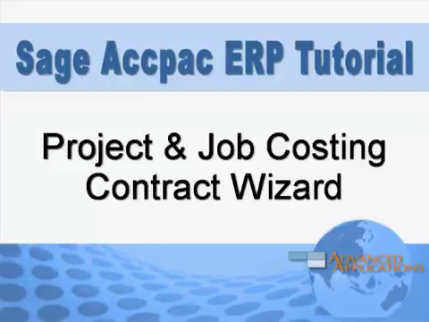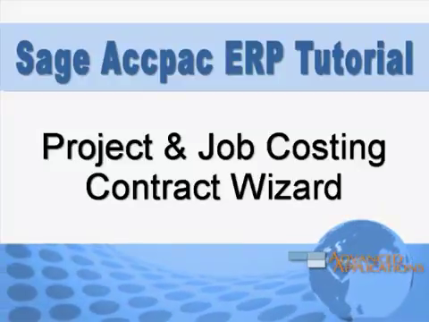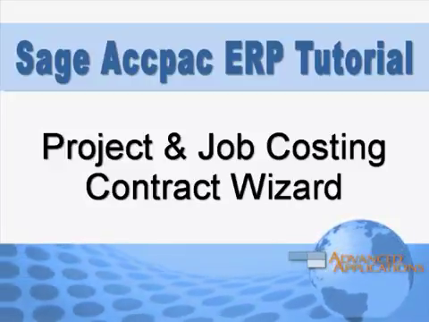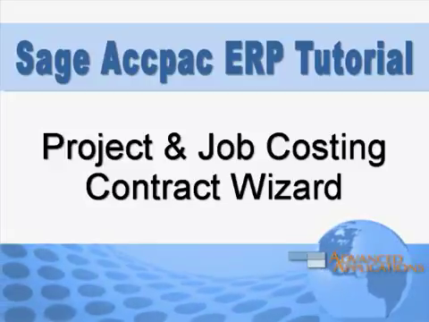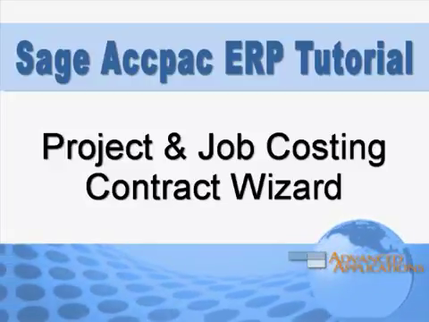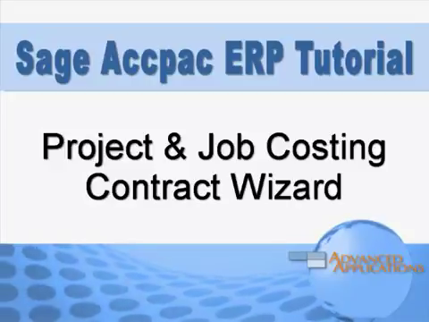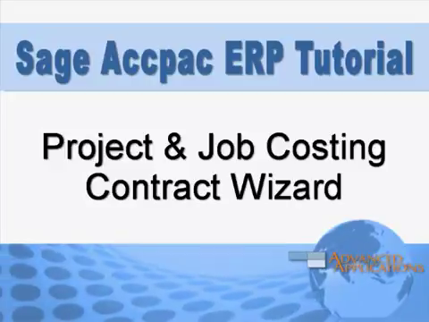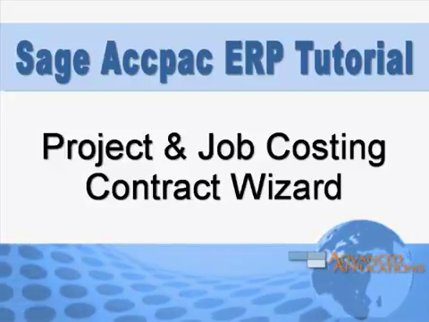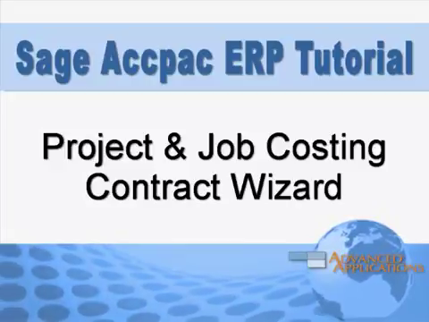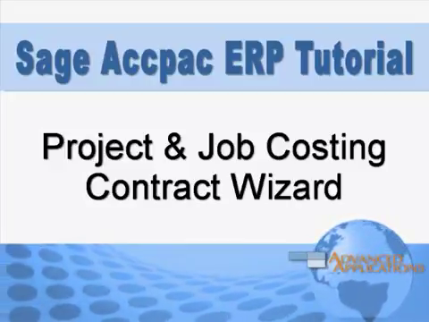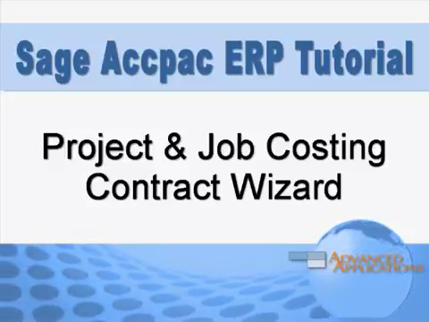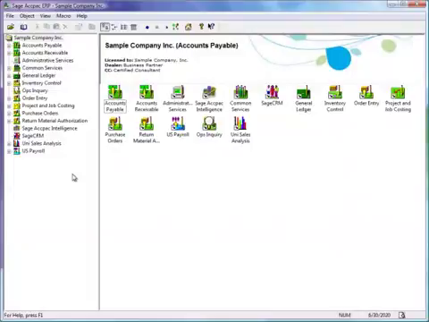Companies using the Sage Accpac ERP Project and Job Costing module often conduct jobs of similar scope for the same or different customers. Accordingly, it would be a time saver if previous contracts could be used as templates for new ones. In fact, the Project and Job Costing module does allow this using the new Contract Wizard feature, and in this tutorial, we'll show you how to use the wizard to quickly build even the most complex contracts using your existing contracts as templates. Since Project and Job Costing is a mouthful, we'll refer to it as PJC from here on. So now let's jump right in and get started.